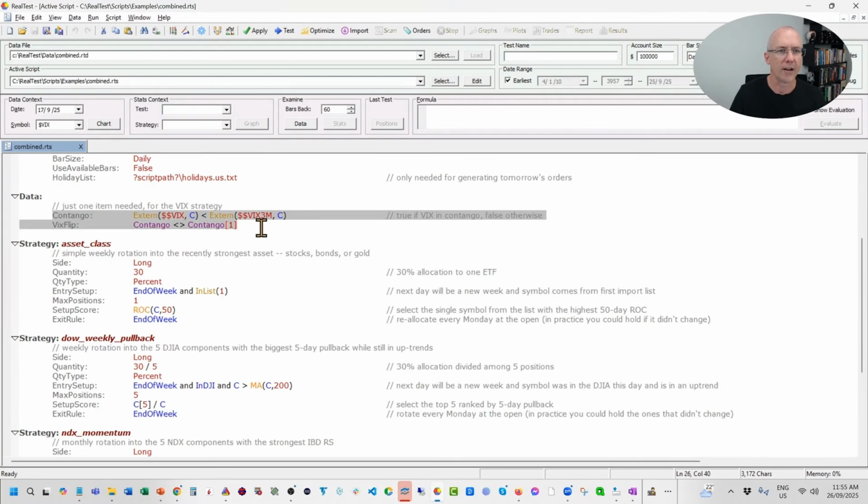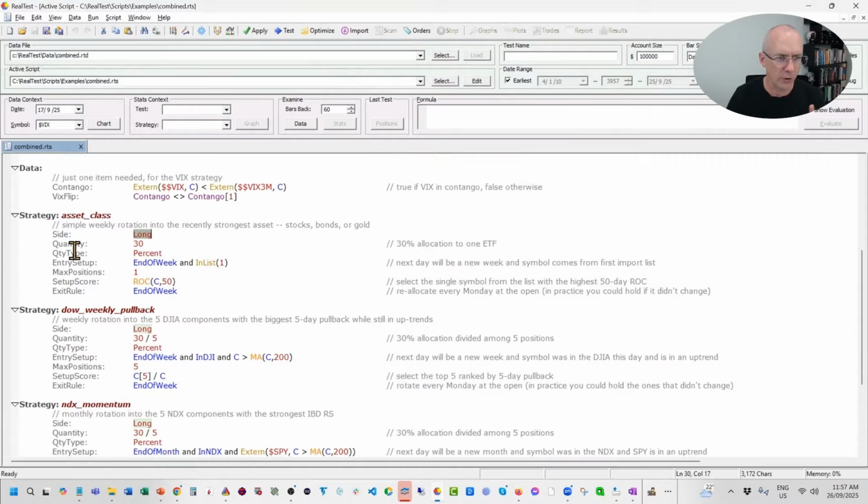Our data section is quite small in this. Here we would want to calculate anything that can be pre-calculated. There's not a lot of rules in the strategies that you'll see down below, so we've only got a couple of things here. We've got a rule for contango, which tells us when the short-term VIX is below the long-term VIX. And then we've got this VIX flip rule, which tells us when VIX goes into or out of contango, and that's going to be used later on in the VIX system.